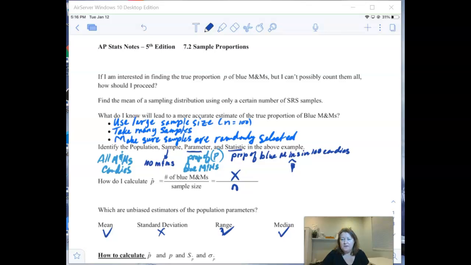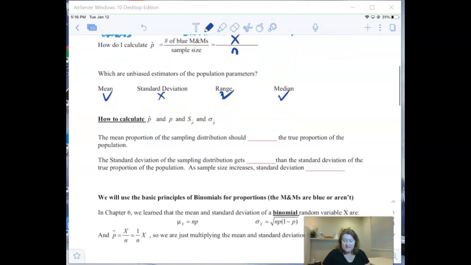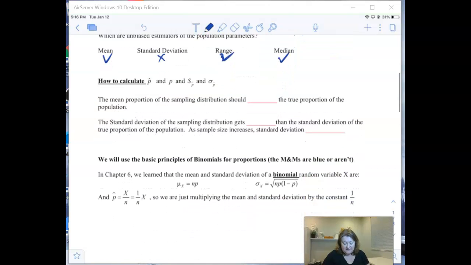Okay. All right, so how do we calculate p hat? Standard deviation of the sample, standard deviation of the whole entire thing. The mean proportion of the sampling distribution should be exactly the same as the true proportion of the population. If we sample well, our mean proportion from our sampling should be the same as the true proportion. Another way to say that is if we do this well, p hat should equal p.